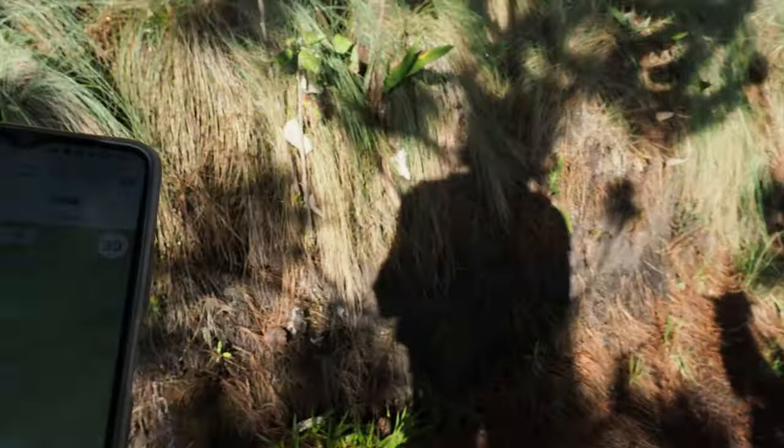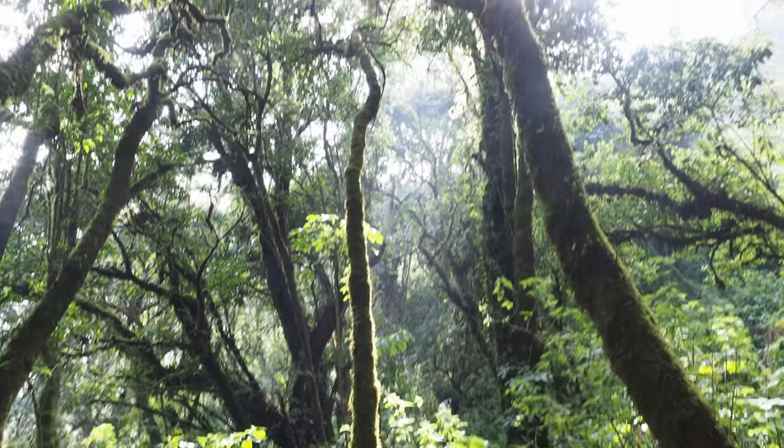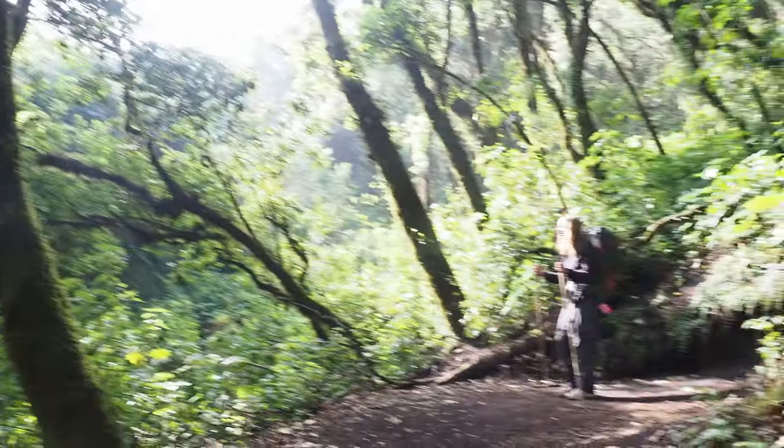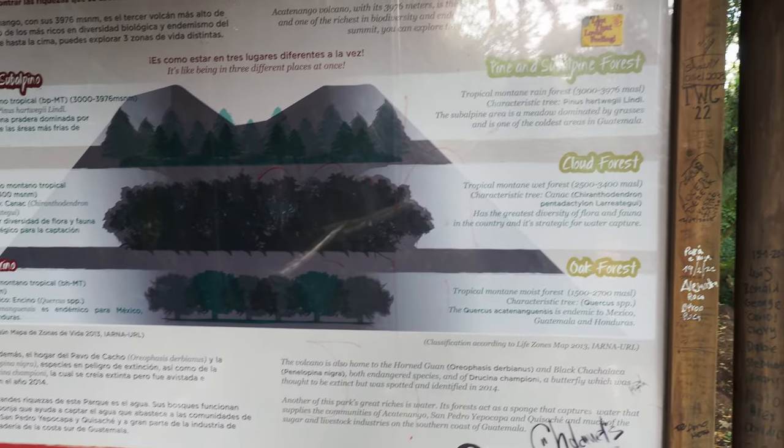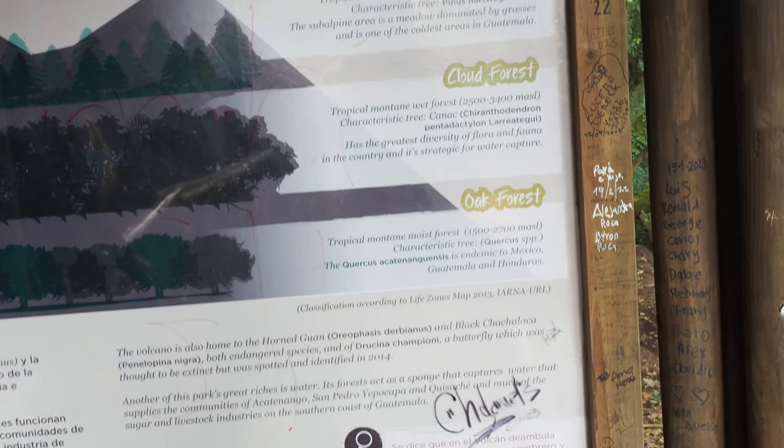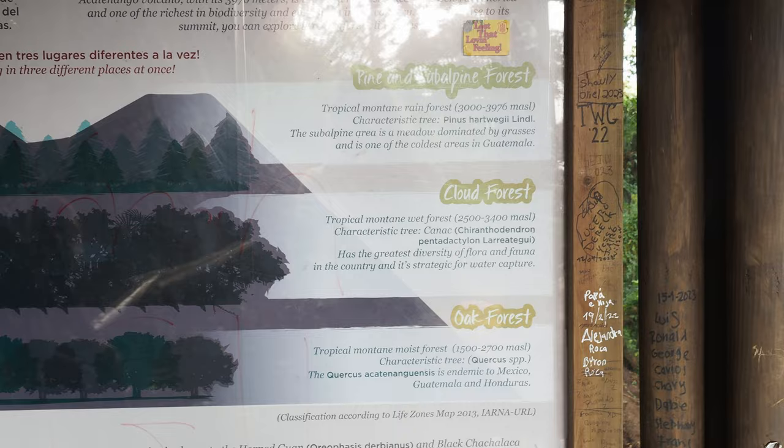Working our way down. Coming up on 3,000, looks more like jungle now. Back to Guatemala. Ooh, just broke 3,000. Cool diagram of how the forest changes. Oak forest, cloud forest, up to pine and subalpine.